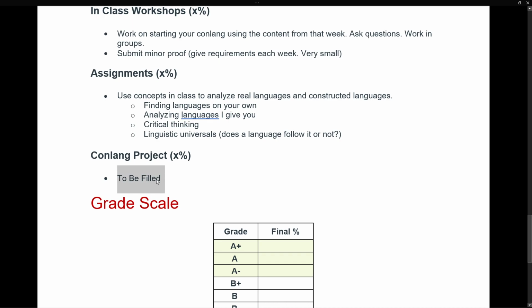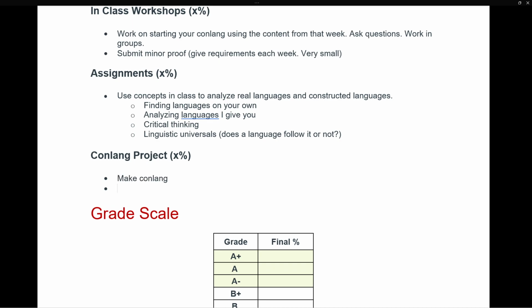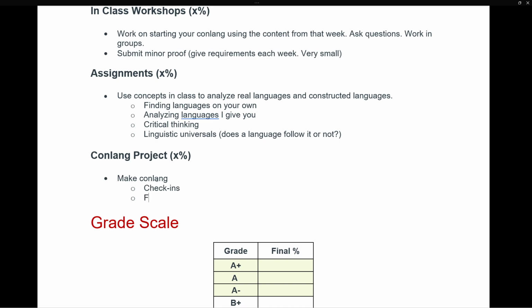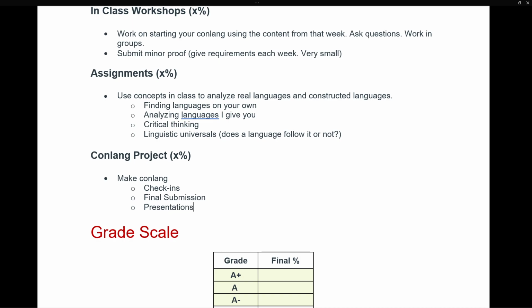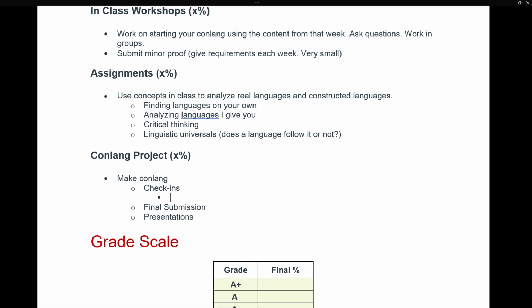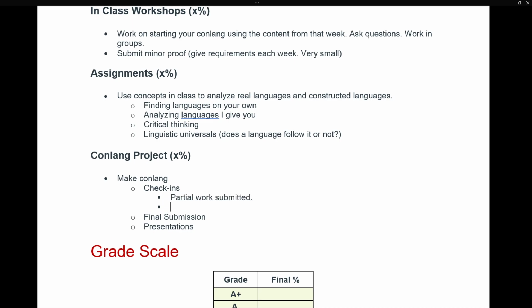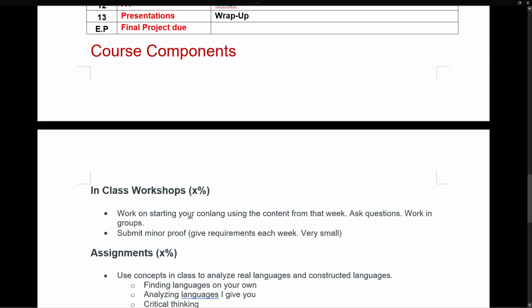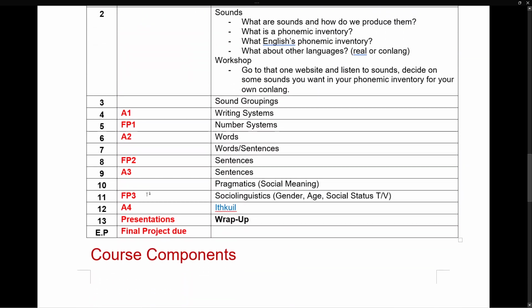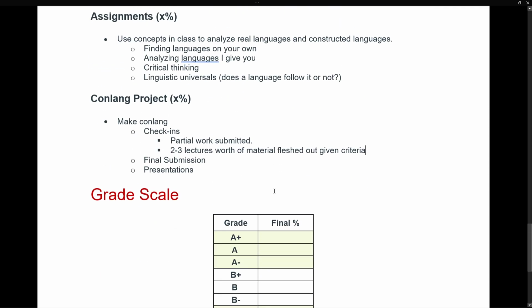So for the Conlang project, make a conlang. There's going to be some check-ins, I'll call them, I called them partial work earlier, a final submission and a presentation. So for the check-ins, partial work submitted, let's say 2 to 3 lectures worth of material fleshed out, given criteria. So I'll give criteria. Again, I'll work on this in the future. This might be changed, but this is good, especially with 3 check-ins. We get about 2-3 lectures in between all of these.